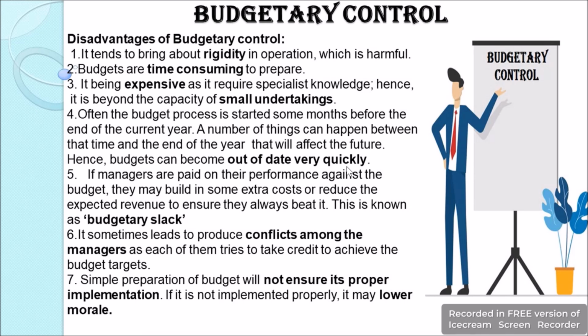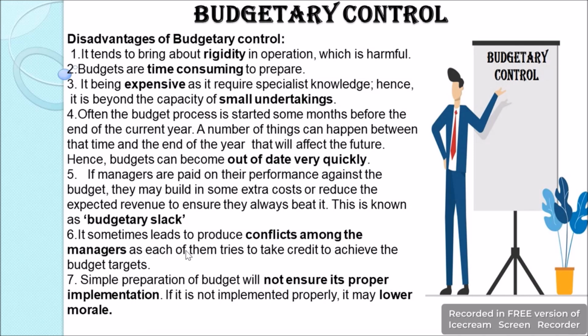outdated very quickly. Furthermore, when managers are paid performance related pay, they try to add extra cost to the budgeted cost, or they try to reduce the budgeted revenue so that the targets can be easily met and they may get additional bonus. This is called budgetary slack, and this is also one of the drawbacks of the budgetary control system.